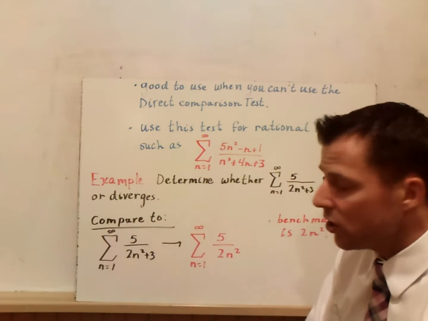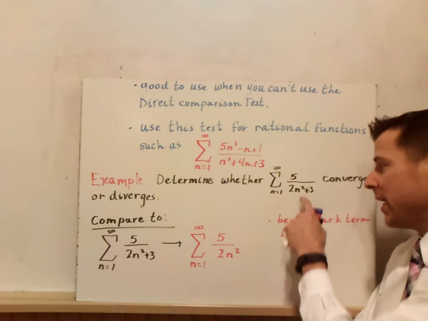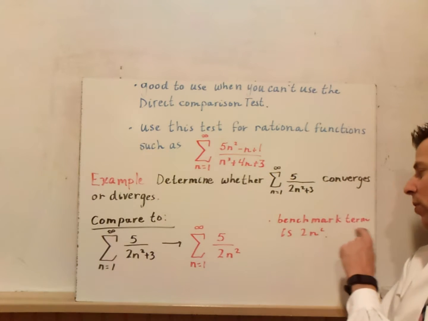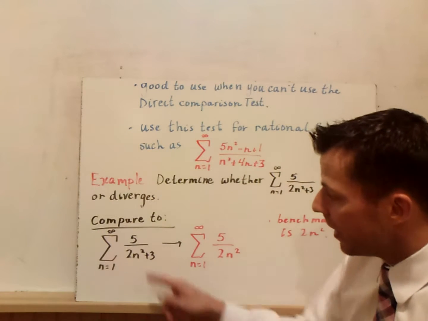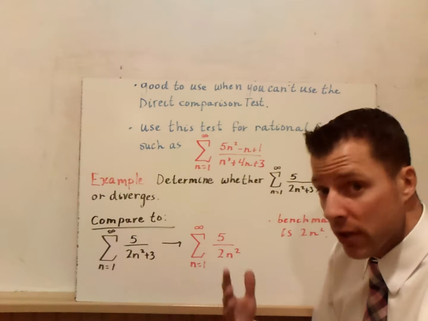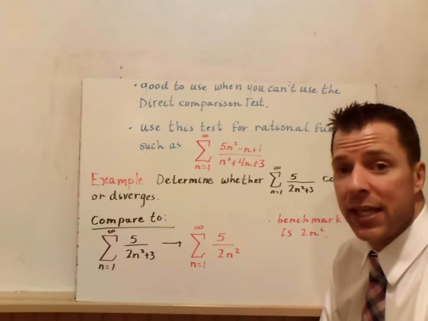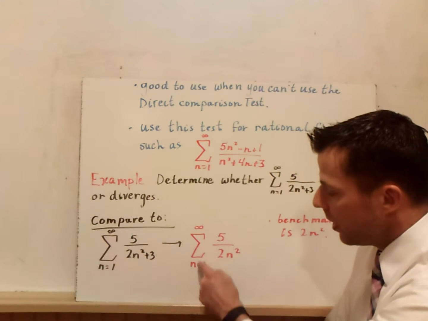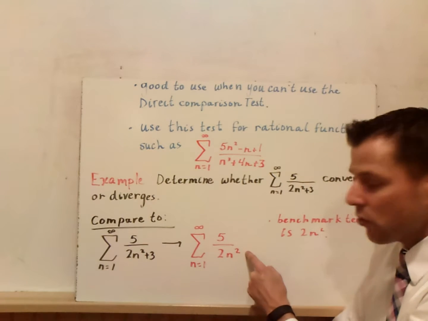So the first thing we need to do is figure out what we're going to compare this to. This meaning a sub n, excuse me. So we're looking for things that are called benchmark terms, things that are going to affect the a sub n term. Constants don't. They're constant. 2n squared is our key term there, our benchmark. So think about comparing it to the sum from 1 to infinity of 5 over 2n squared.